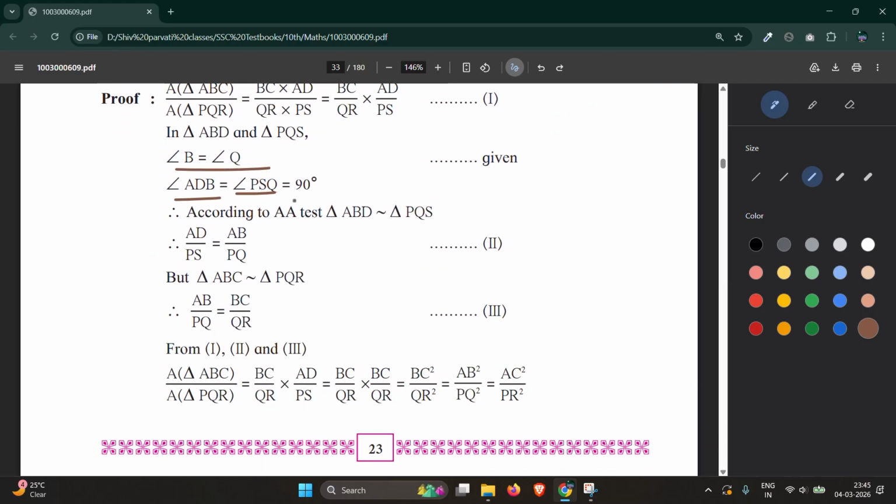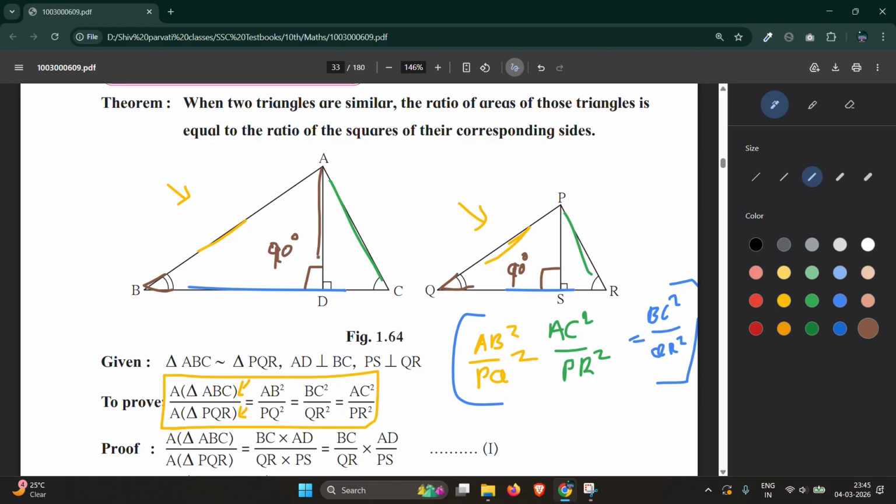Since we know that these two angles are the same and these two angles are the same, using the AA test, the angle test, we can say that this inner triangle over here is also similar to this triangle over here. So again, I'll just repeat what we are doing.